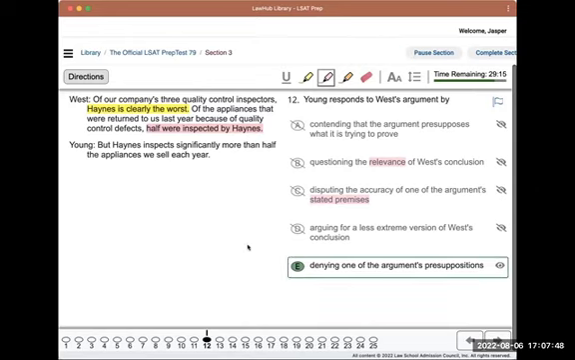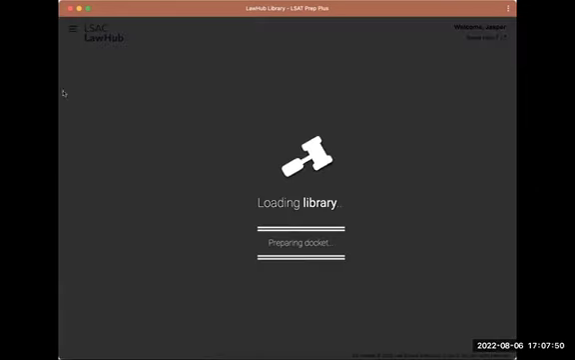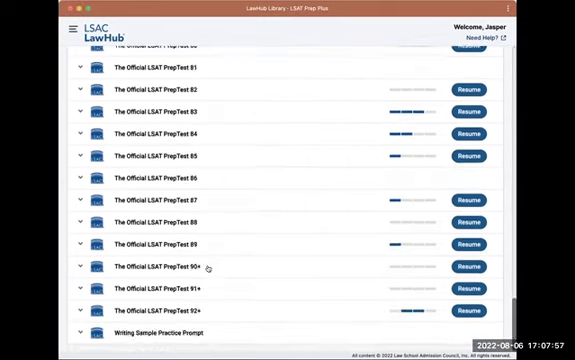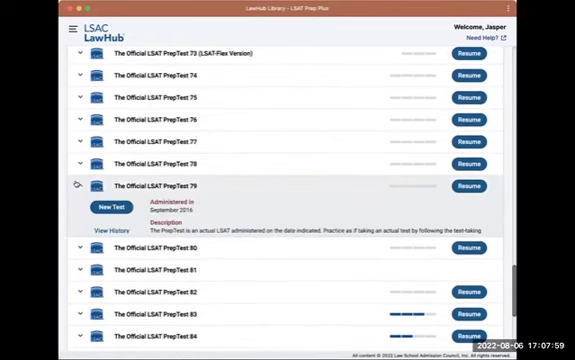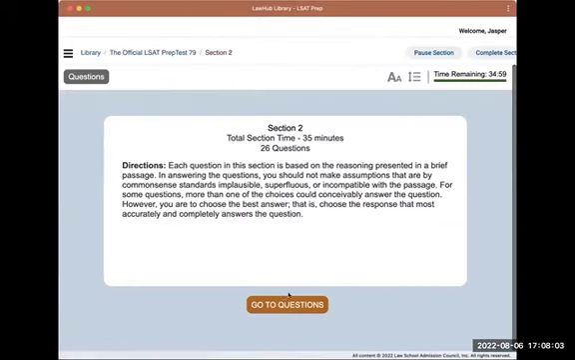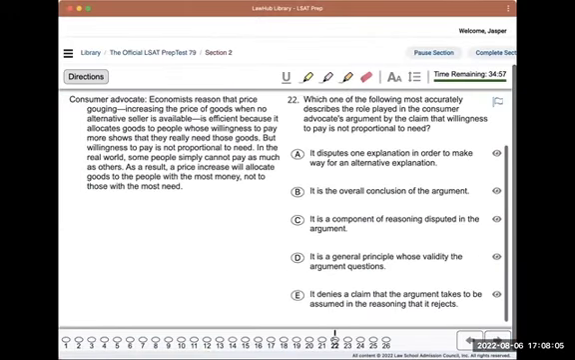Yeah, tough question. Okay. And then the last one, also from 79, section 222. So 79, get back in there. 222, last one. All right, which of the following most accurately describes the role played in the consumer advocate's argument by the claim that willingness to pay is not proportional to need?